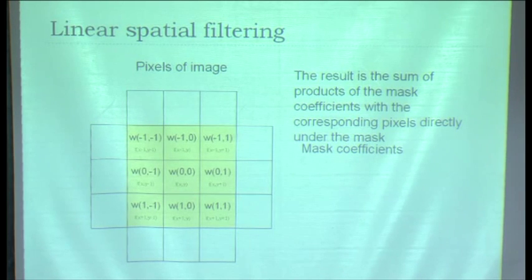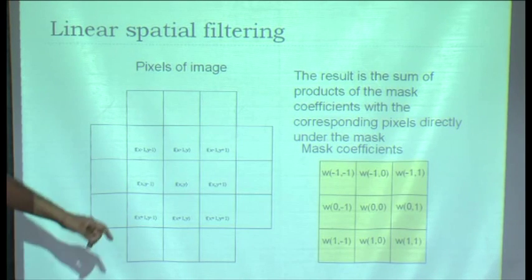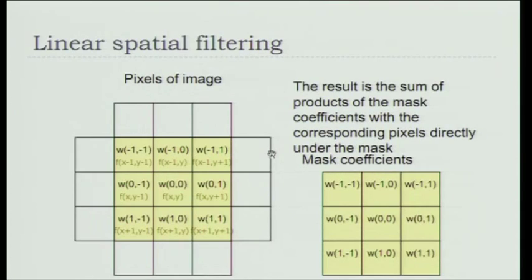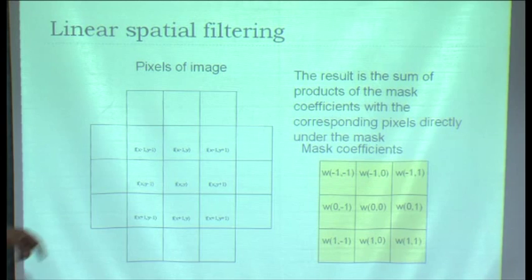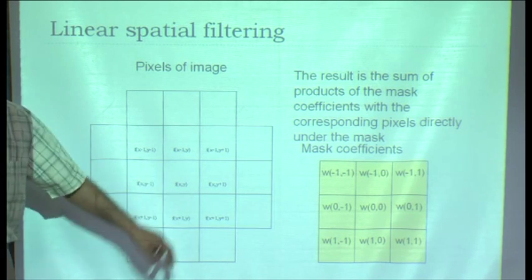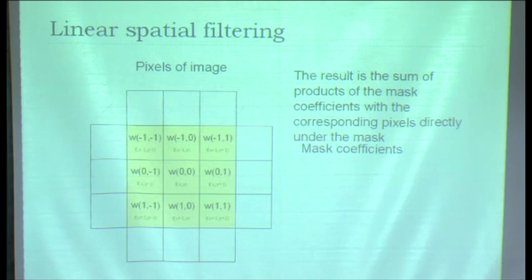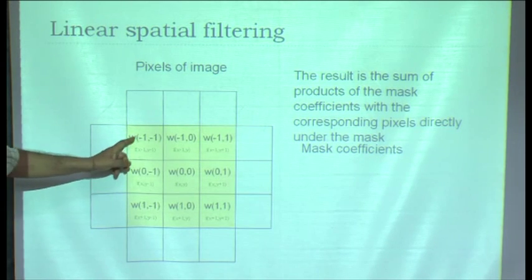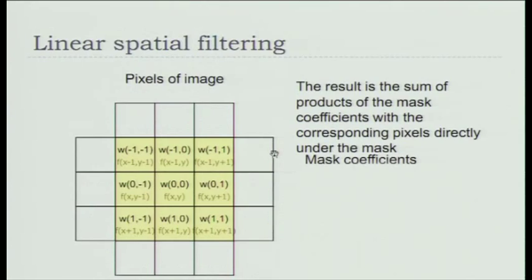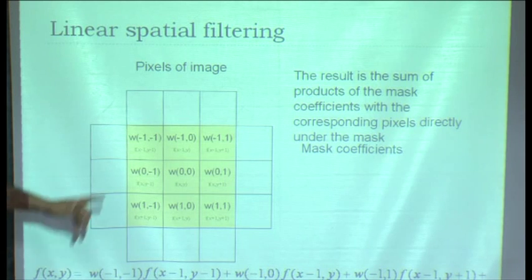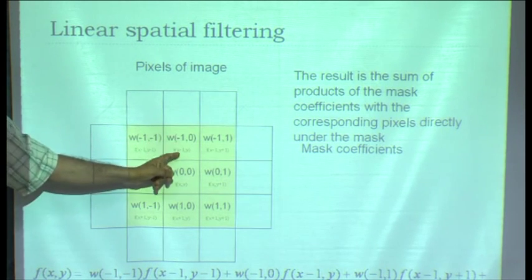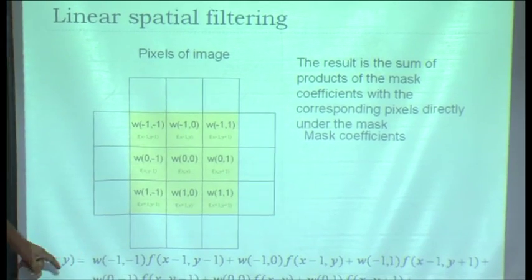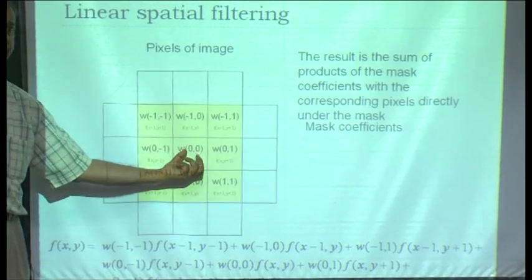So that was the mask you have. This is the mask or weight you want to use, and you want to compute this value. So you perform the operations: this into this plus this into this plus this into this, and so on. That will be the next value of this.